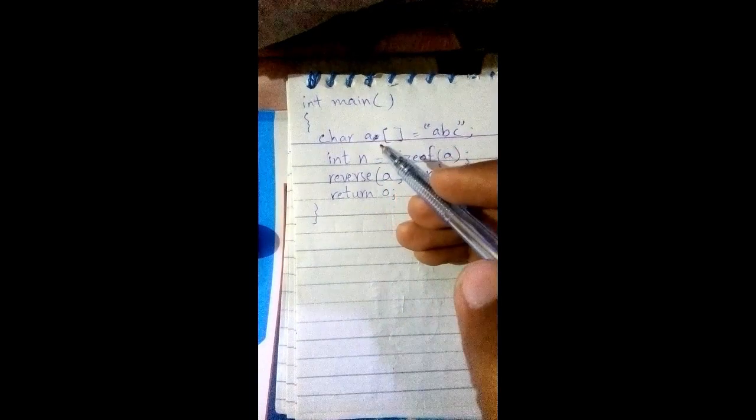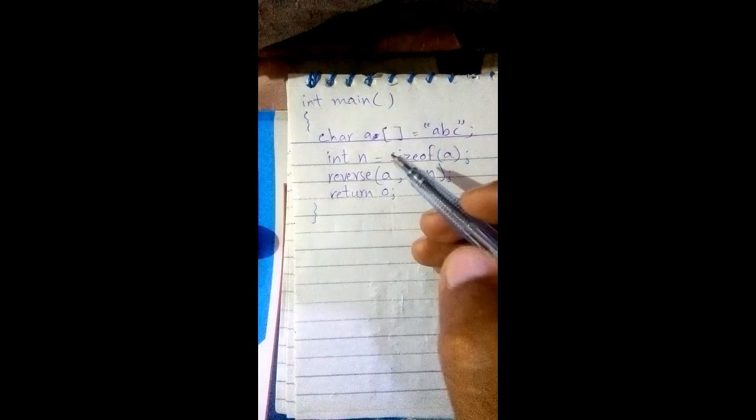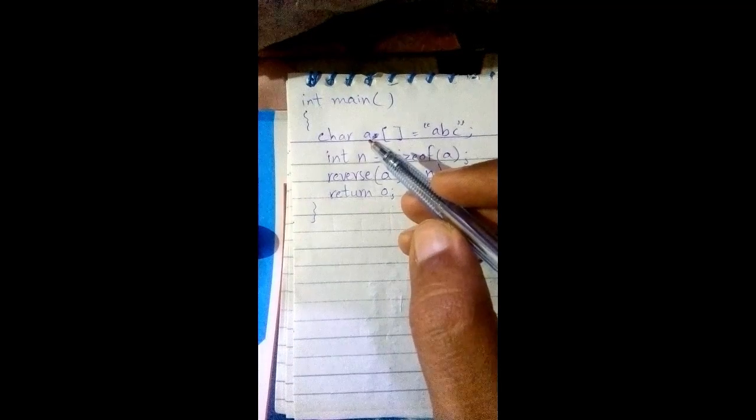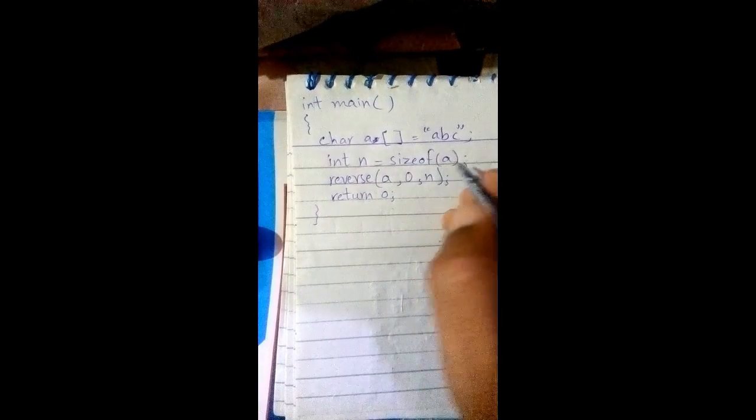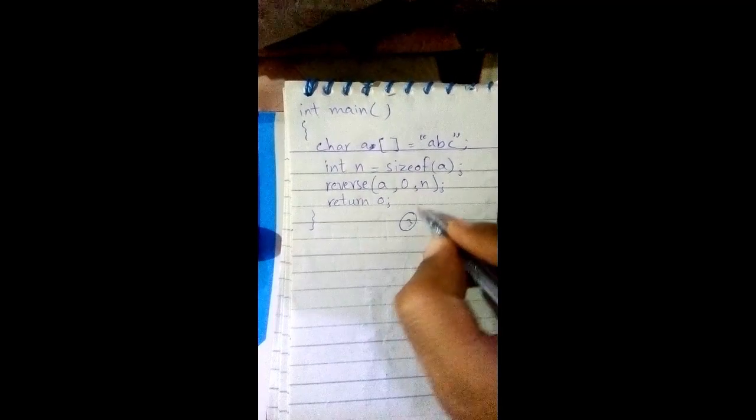So today I will discuss how to reverse a string with recursion. As you can see, I have this main function in which there is a character array that has a, b, c stored in this variable a. Next, we get the size of this array and it is stored in n. So size here will be 3.